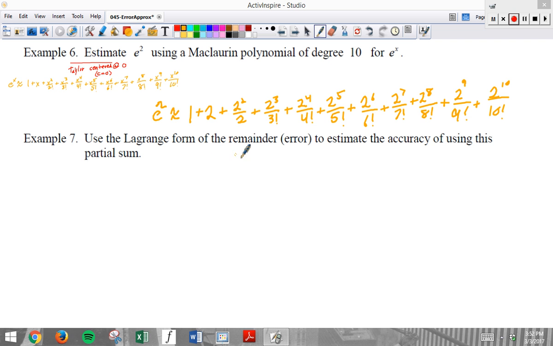Use the Lagrange form of the remainder. See? I do use them together, to estimate the accuracy. So, degree 10. Again, n was 10. What was the first unused value of n? The first unused value was 11, which would be n plus 1. So n equals 10. C equals 0. What does it say? Evaluated at x equals 2. So x was equal to 2.